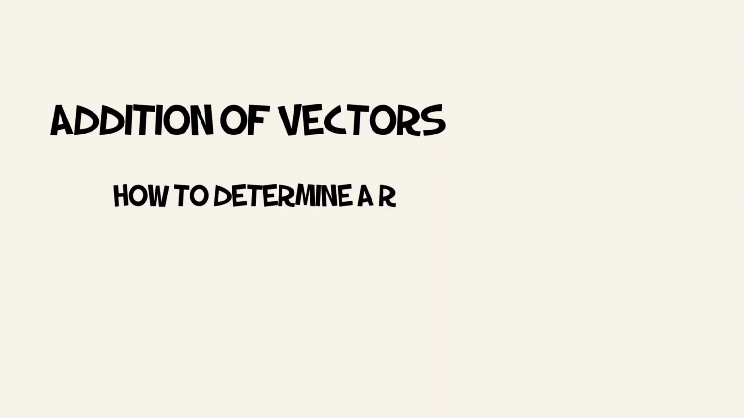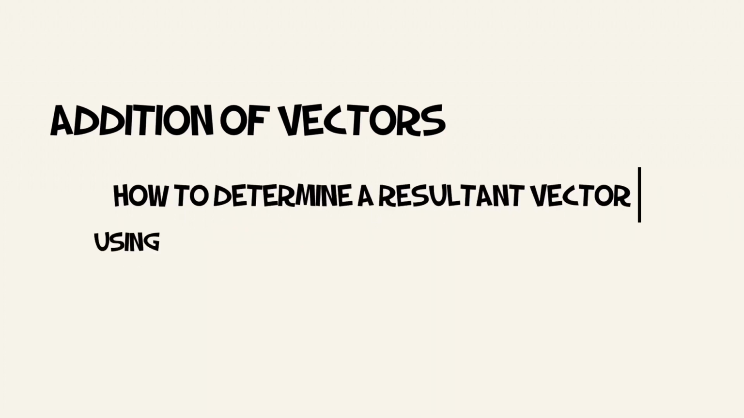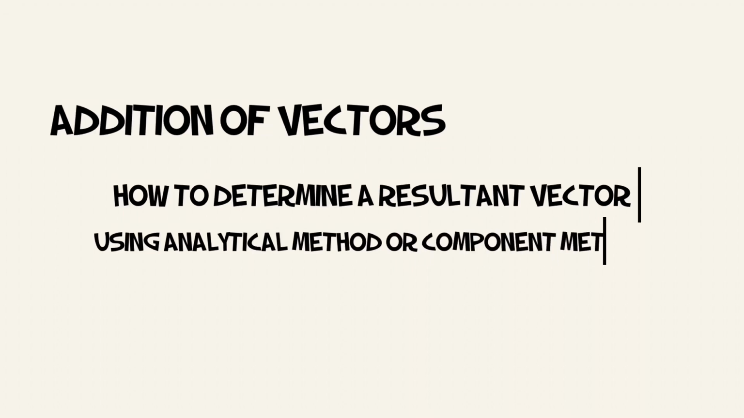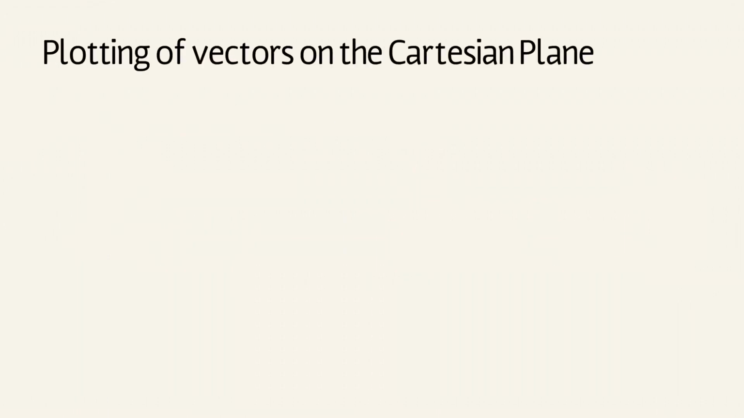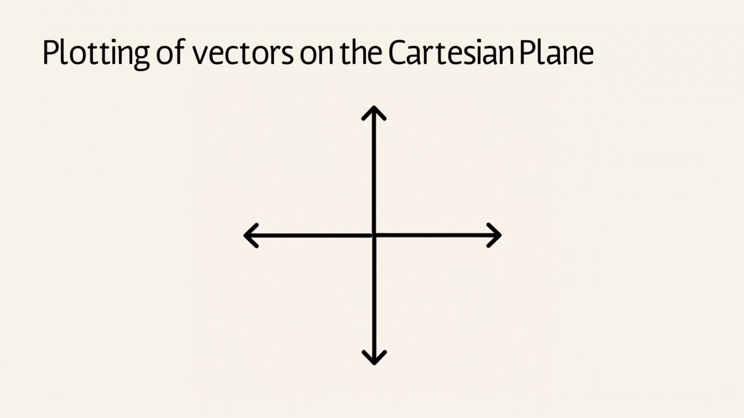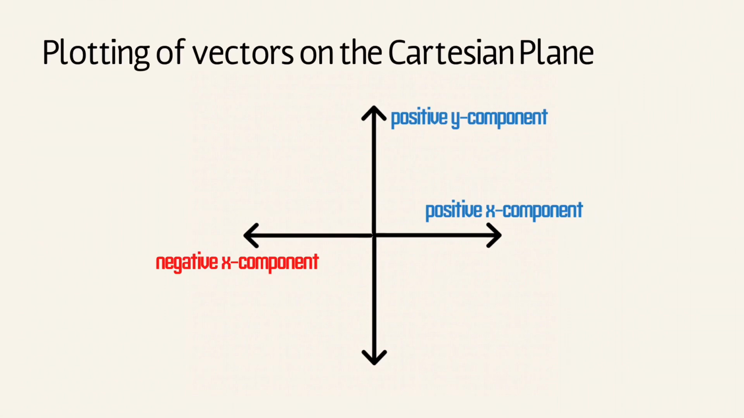I will discuss addition of vectors, or how to determine a resultant vector using the analytical method, also known as the component method. We will do plotting of vectors on the Cartesian plane. So to the right, we'll have a positive x component, and to the left, a negative x component. Upward, we'll have a positive y component, and downward, a negative y component.